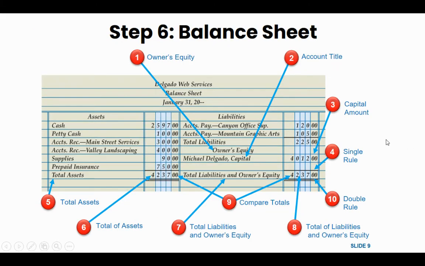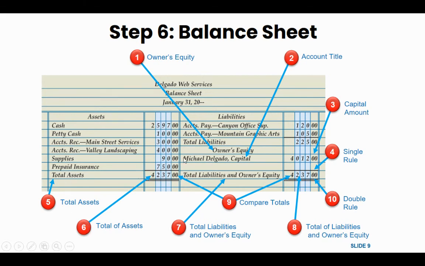Then we do a balance sheet. The balance sheet has a left and a right side because our accounting equation has a left and a right side. Assets are on the left, liabilities and owner's equity are on the right. So we're going to list assets. We're going to center the word assets on the first line, then list all of your assets and their amounts. Don't do the total yet, though.